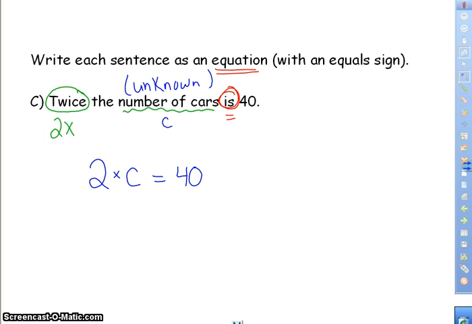Now, what's a more correct way to write 2 times c? A more correct way would be just 2c. We don't write that multiplication sign. And we put equals 40. And here is my equation. Once again, you're not solving it. You're just writing equations and expressions today.